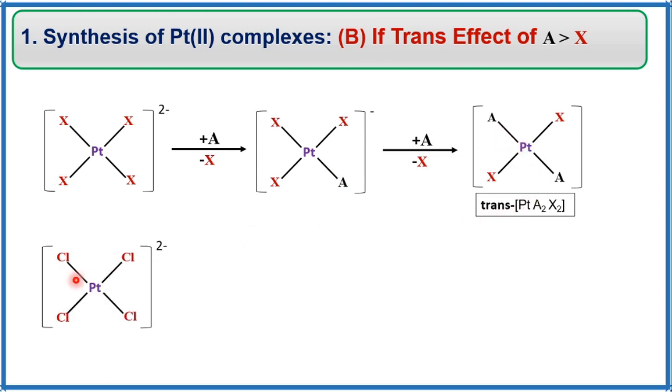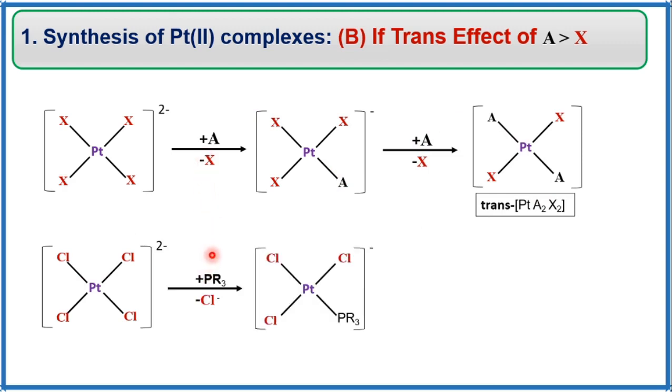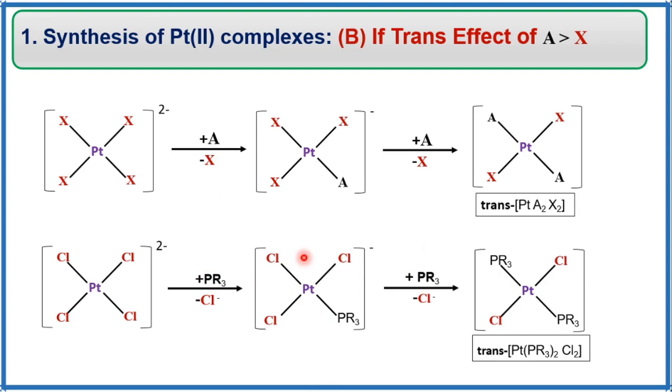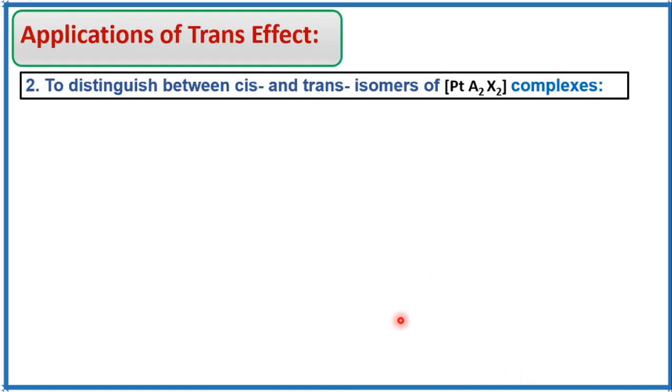If we take the example PtCl4 2-, we are going to replace with a PR3 because A resembles PR3 here. So we are getting a substituted product, and again in the second step, this PR3 is going to replace the chloro which is present trans, because PR3 has more trans effect than chloro. Therefore this chloro which is present trans to this PR3 will be replaced by another PR3. So we are getting a trans product here. So this is one application.